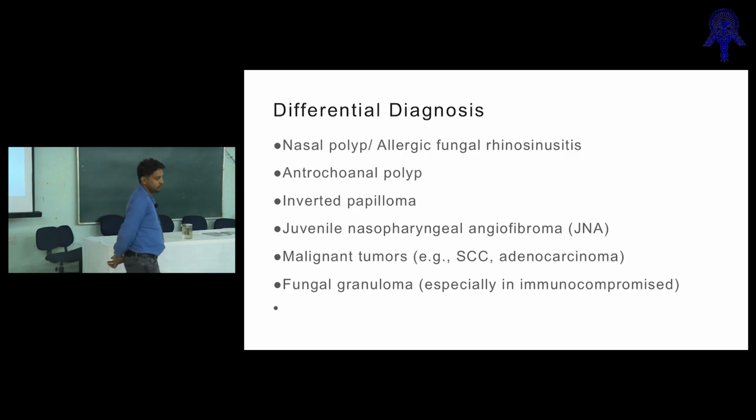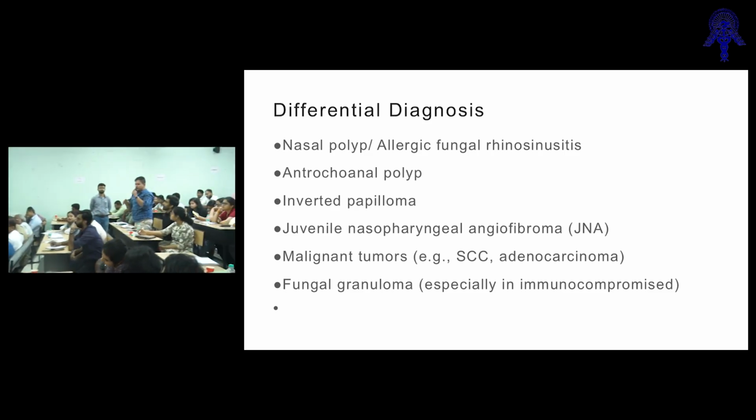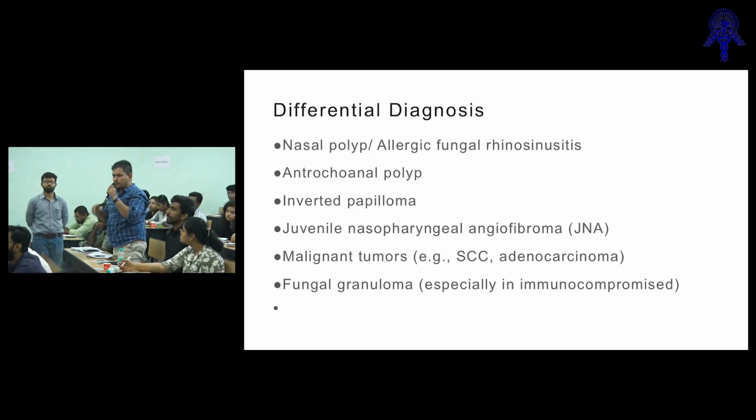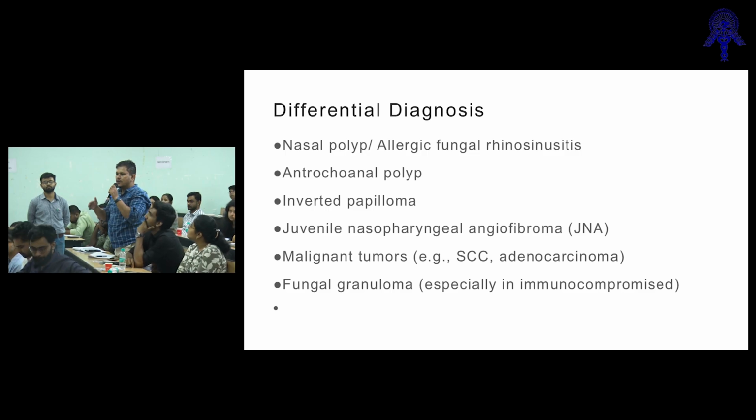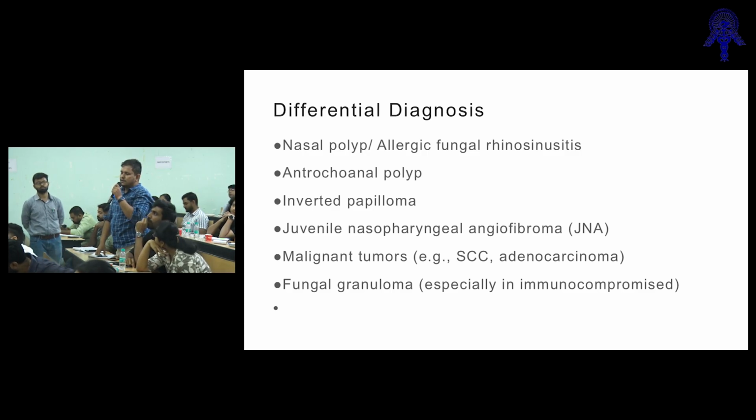There are mainly 3 passes. What are these passes? Sir, the first pass is along the floor to see the choana. Second pass is lateral to the middle turbinate, between the middle turbinate and inferior turbinate, going into the middle meatus. Then the third pass is medial to the middle turbinate.